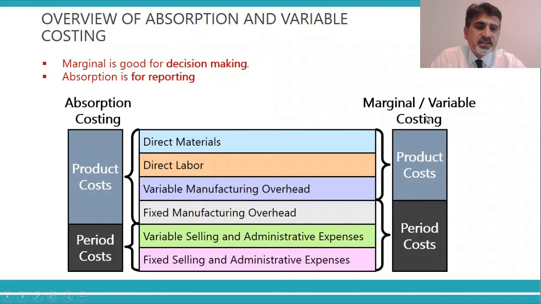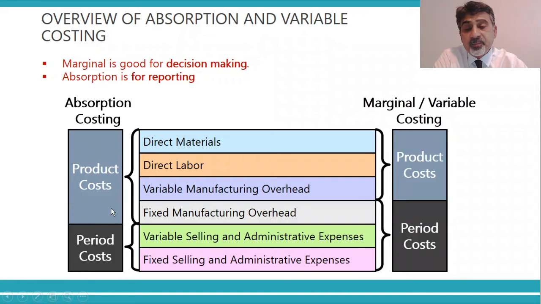Now marginal costing says that the production cost of any unit of output consists of only these 3 elements: direct material, direct labor, and variable manufacturing overhead. Fixed manufacturing overhead you do not include in the product cost. So the product cost under marginal costing, which is also called variable costing, includes only 3 elements, and these 3 are variable costs. Fixed costs you do not add. So fixed costs are not added into the product cost. In absorption costing, fixed costs are also added into the cost.